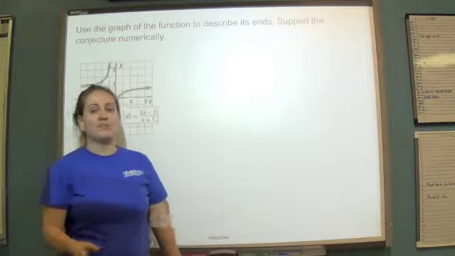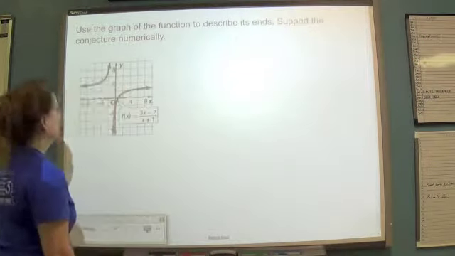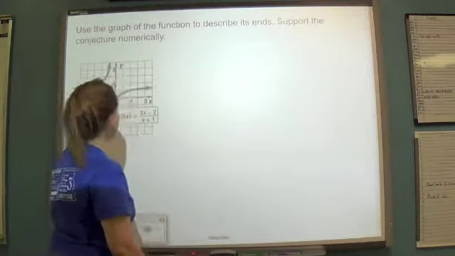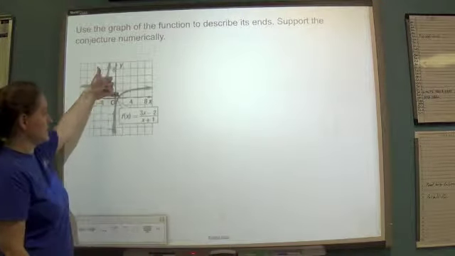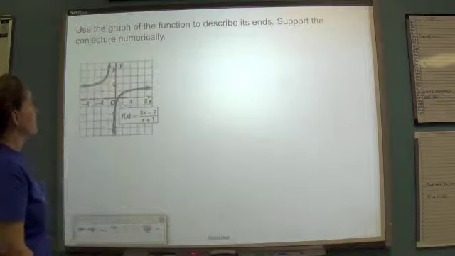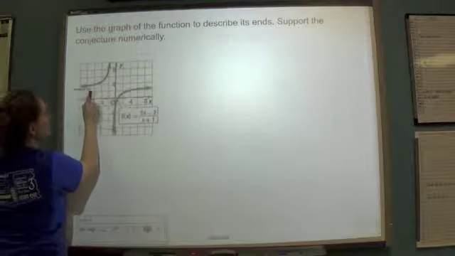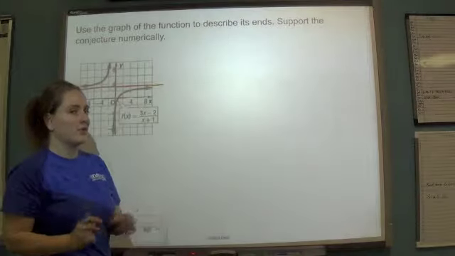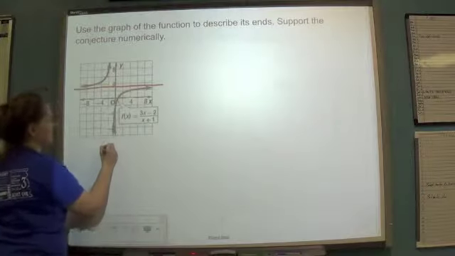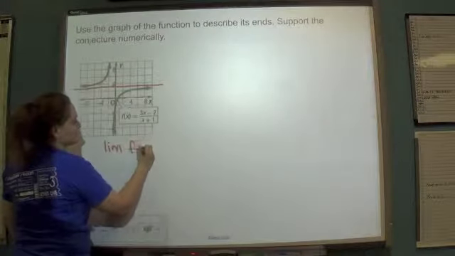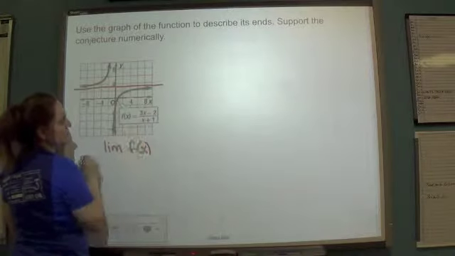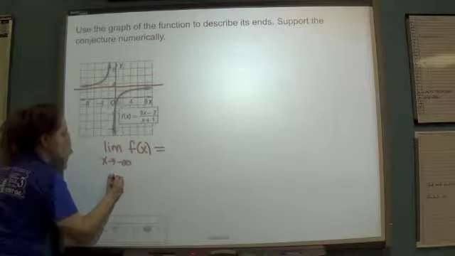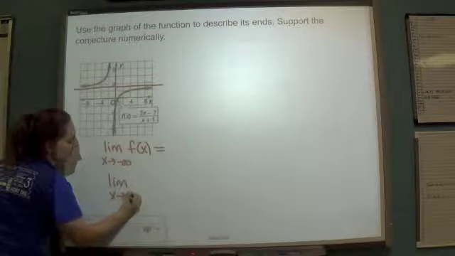Now, what happens if it's actually approaching something? Use the graph of the function to describe its ends. Support the conjecture numerically. So we're going to look at this. Is it approaching this way and approaching this way? Well, if you really look at it, it actually has a horizontal asymptote. But we haven't proved that yet. So what we're looking at is the limit of f of x, where f of x is 3x minus 2 over x plus 1, as x approaches negative infinity, and the limit as x approaches infinity of f of x.